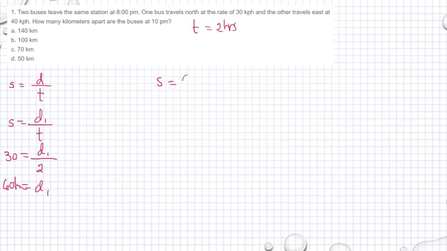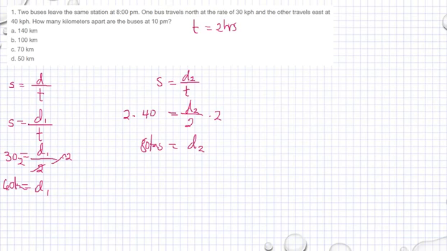The other bus, we call its distance d sub 2, divided by time. Time is still 2. How could I know that it's 60? If we divide both sides of the equation by 2, then we have 60. And then the speed is 40 kilometers per hour, and our distance is 80, if we multiply both sides of the equation by 2 also. So we have 80 kilometers, and then our distance 2.